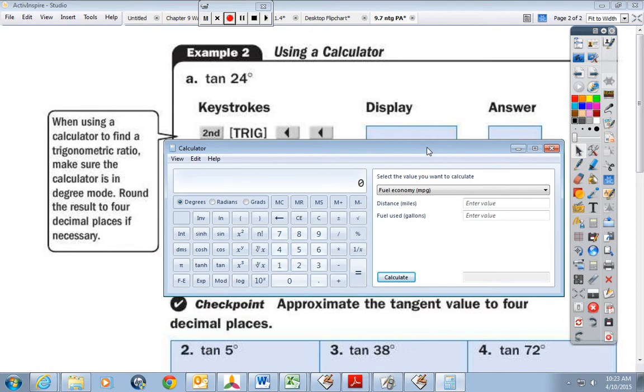Okay, so they want me to find the tangent of angle 24. What does that mean? That means what would the ratio of the length be, and remember the tangent ratio is the opposite over the adjacent. If I knew those numbers, what would the ratio be of their lengths? So all I have to do, my calculator will do it for me. So I type in 24, and then I hit my tan button.